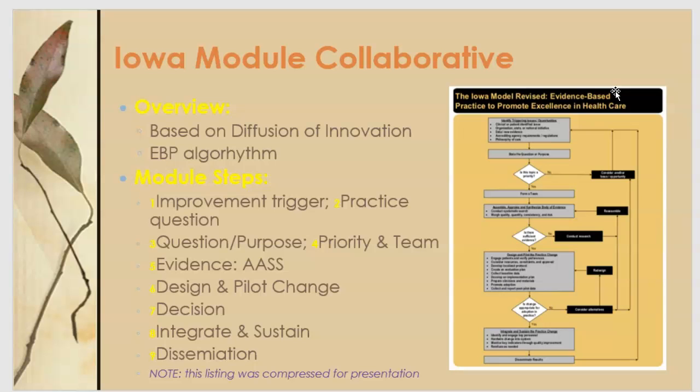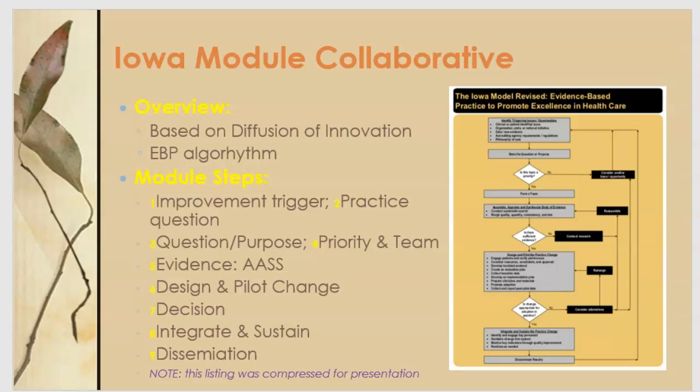Iowa also talks about the importance of dissemination. And what I did with this is there are more steps described in the Iowa description, but I actually combined several of these in order to get it to fit on the slide. So, for example, priority and team would be separate pieces.